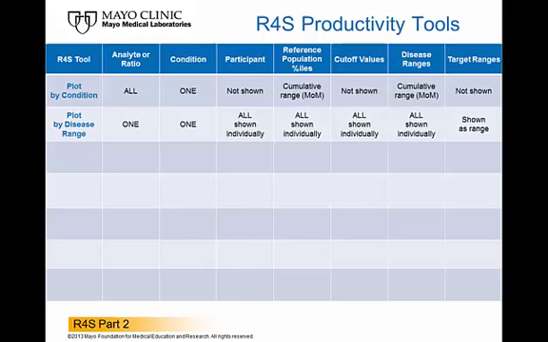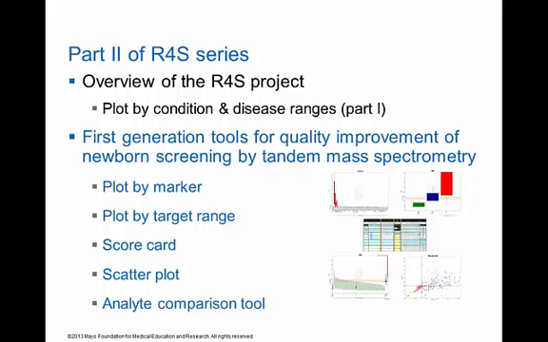The summary table that is shown in this slide compares the content and purpose of the two tools already discussed with 5 more types of first-generation tools. They are the plot by marker, the plot by target range, the scorecard report, the interactive scatter plot, and finally the Analyte comparison tool. The objective of this presentation is to illustrate how the tools could be deployed to describe a laboratory-owned status and performance in a context of objective and evidence-based peer comparison, one that is always up to date and available on demand.